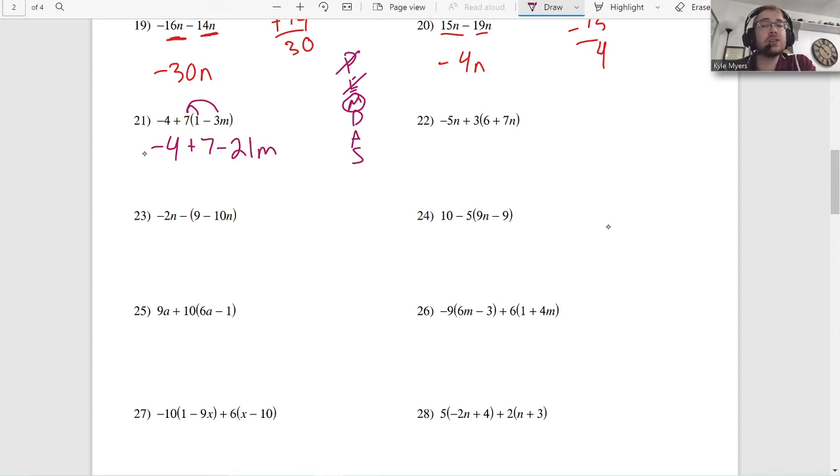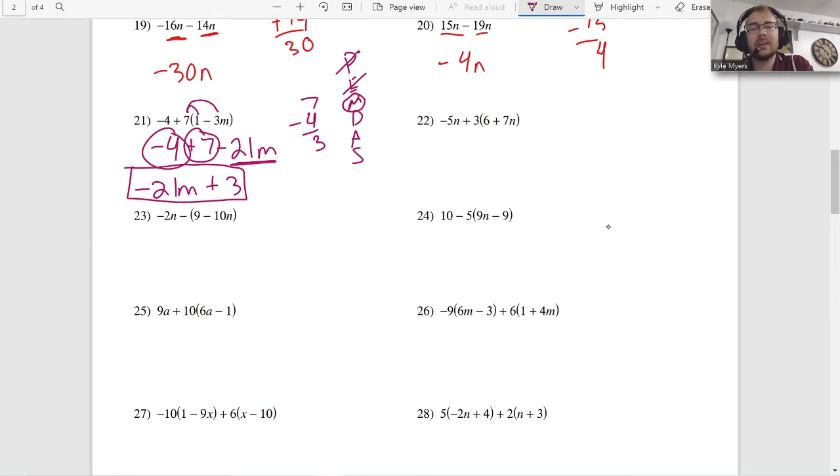Whew. Okay, so we just distributed. And then we look for like terms. This does not have a like term. There's only one thing with m in it. But there's two numbers here. They have different signs, so I subtract. 7 minus 4 is 3. I didn't have to switch the signs to do that. 7's positive, 4's minus already, so it's going to be plus 3. And I'll start boxing my answer from here on out because we're going to do a little bit more work to get to these answers.